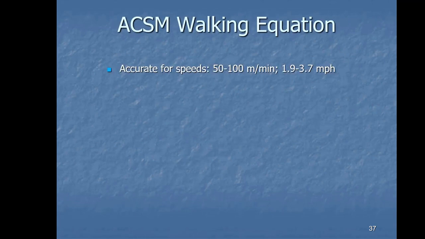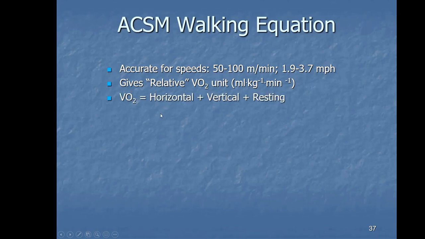So the equations we're going to look at, these are all developed or produced by the American College of Sports Medicine. And there's a walking equation, a running equation, and a cycling equation that we're going to talk about. So for the walking equation, it's accurate for these speeds. It's validated in these speeds. It's going to give relative VO2. There's different components. The running is going to be the same. So oxygen consumption has a horizontal component, a vertical component, and a resting component. So that resting component is always going to be the 3.5 of a resting metabolism.